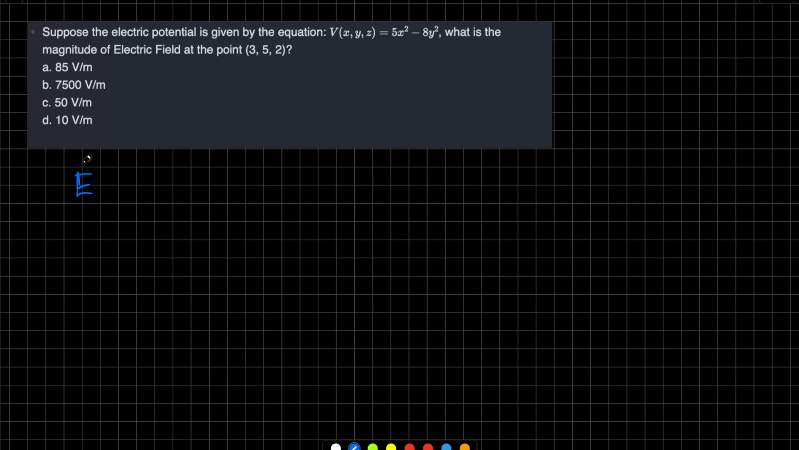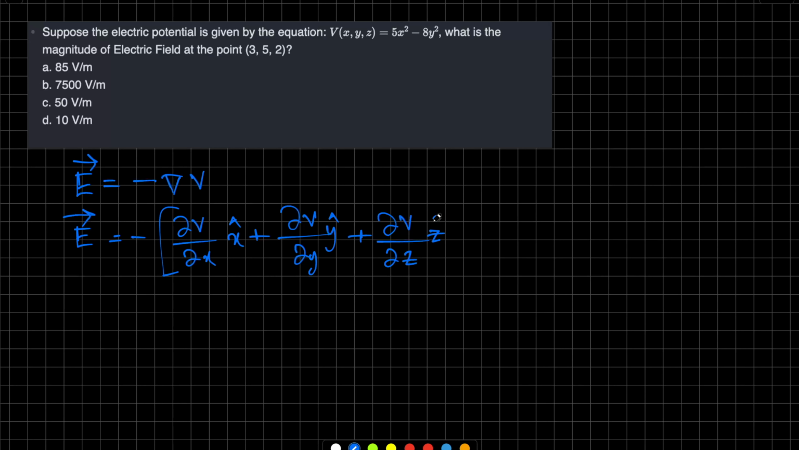This is the equation to find electric field, minus del V, or minus of dou V over dou x x cap plus dou V over dou y y cap plus dou V over dou z z cap. In our function, we don't have z. It's just 5x square plus 8y square. So we can ignore the third term here. Okay. So that's my equation: dou V by dou x x cap plus dou V by dou y y cap times -1.